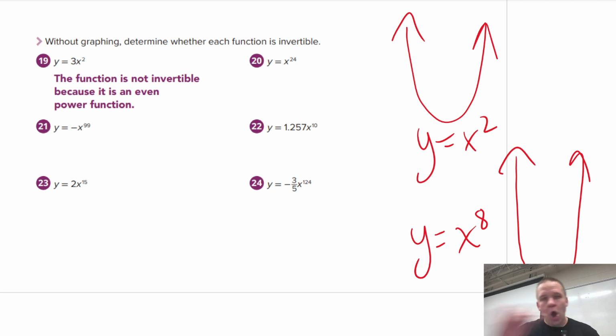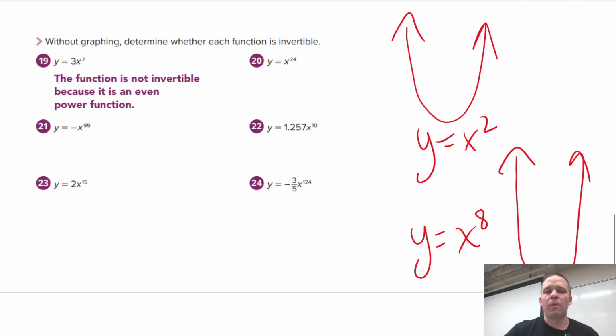No. No even degree functions are going to pass that horizontal line test. So if it's an even degree, yes, the original is a function, but it is not invertible. The inverse is not going to be a function. And then we have our odd degrees. Our original odd degrees, without any kind of transformations or anything crazy like that, are going to be invertible. But once they start getting a little more drastic, not so much. So be careful with the odds.